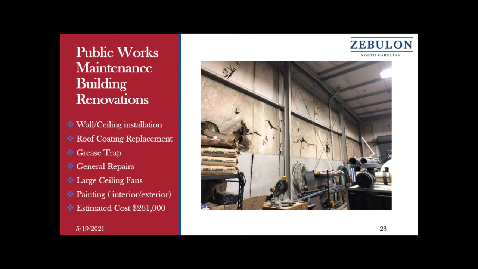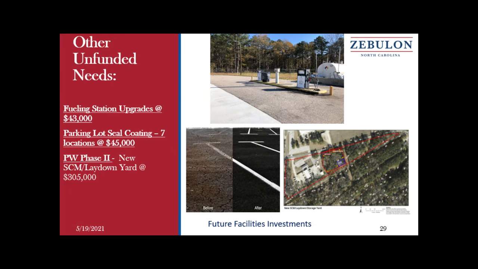A couple of the unfunded pieces that we were just unable to fund with this year's budget. We talked a little bit a moment ago about the existing maintenance facility that we have at Public Works. It's basically remained untouched over the last 34 years, and it's just needed some general repairs. We've listed a few of these here. I don't want to spend a lot of time on them, but if you do come to the tour, we can talk a little more about that. They're estimated at about $260,000.